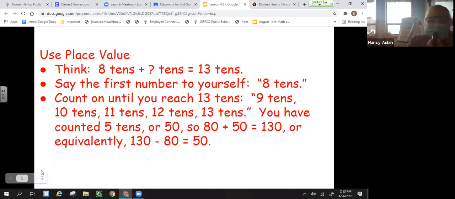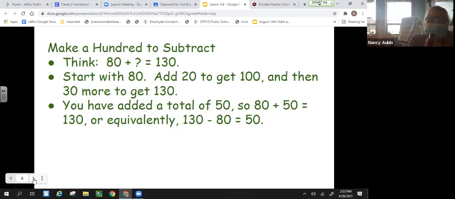So I want everyone to do this with me. 8 tens plus how many tens equals 13 tens? 5, right? Say the first number to yourself, 8 tens. Now let's count till we get to 13. Ready? 9 tens, 10 tens, 11 tens, 12 tens, 13 tens. How many tens do we have? 5 tens, or 50. So 80 plus 50 equals 130, or 130 minus 80 equals 50.